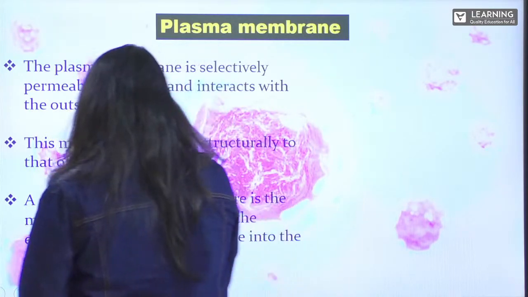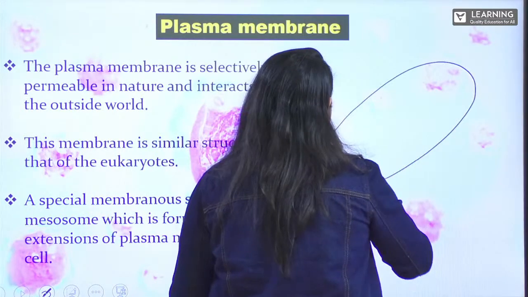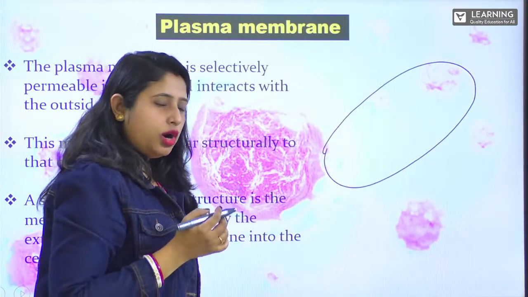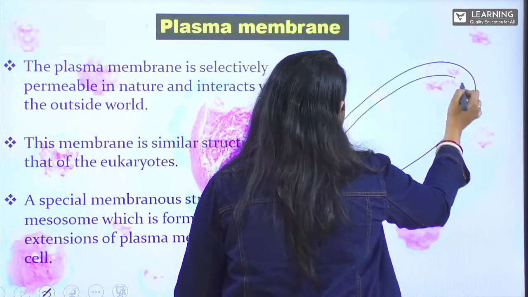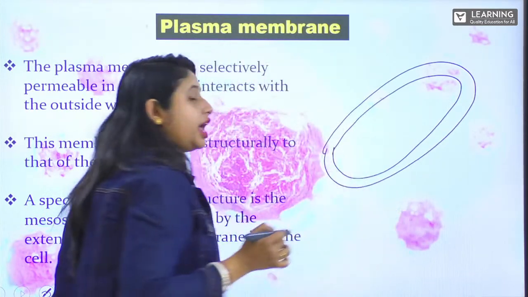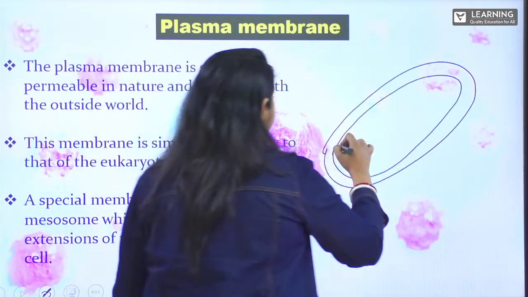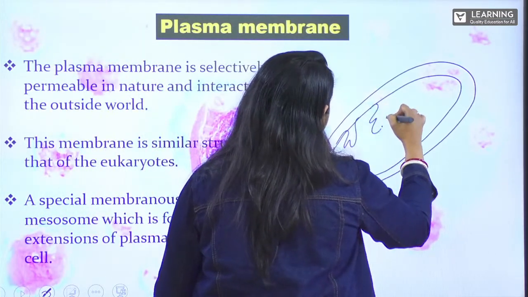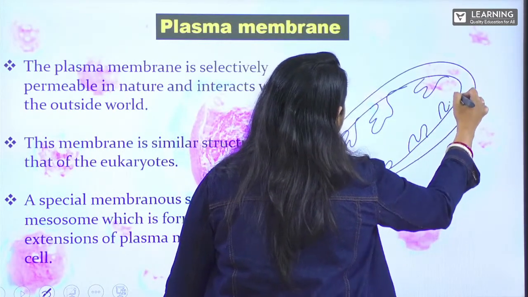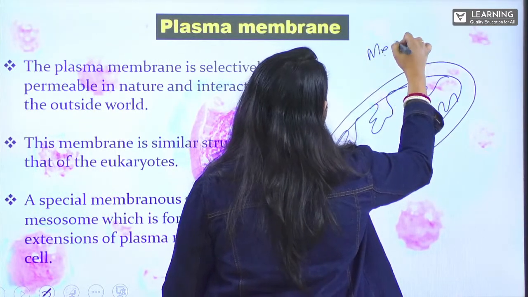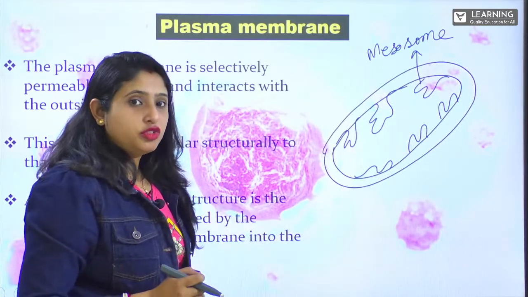In the case of bacteria, if this is the cell wall, then this is the plasma membrane, isn't it? So they have special structures. These are known as the mesosomes. They have these special structures in the plasma membrane. So they are called mesosomes. These are the finger-like projections.